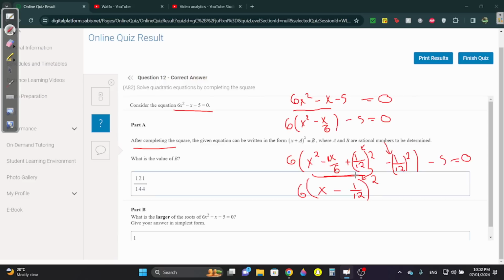So you can do it on a calculator. 6 times negative (1 over 12) squared. So you're going to put on a calculator 6 times minus 1 over 12 squared. You put this on a calculator.